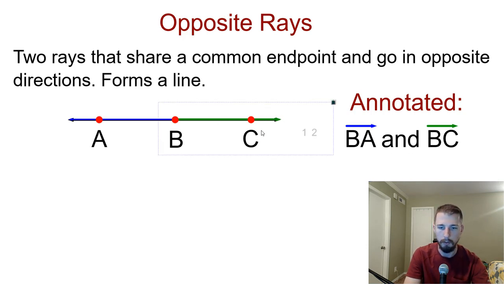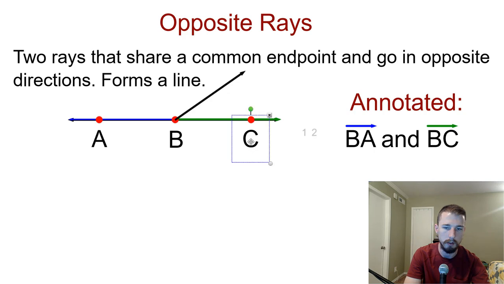Now we would not refer to a ray... Let me see if I can grab one here. Okay, I'll just draw another one. That would not be an opposite ray. So I would need a point here, so I could make another point real quick.